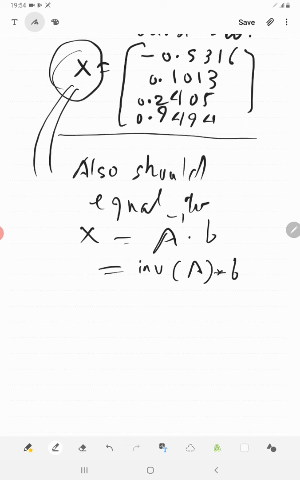So that's the same X. If we say minus X, for example, it should give us something like 0, 10 to the minus 15. So we are correct in determining X.